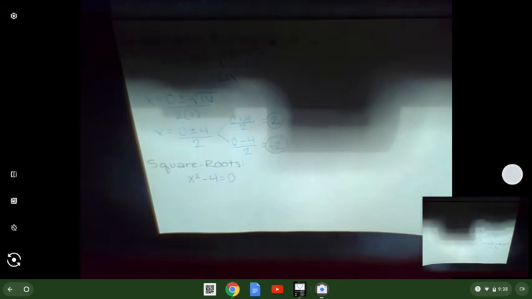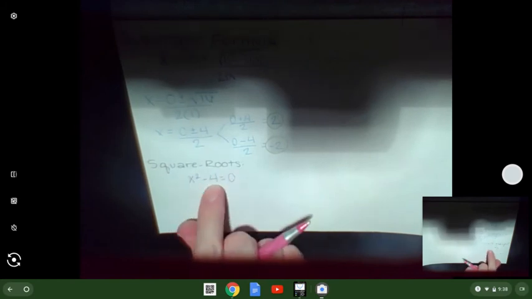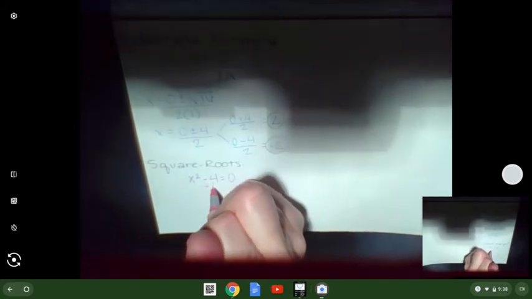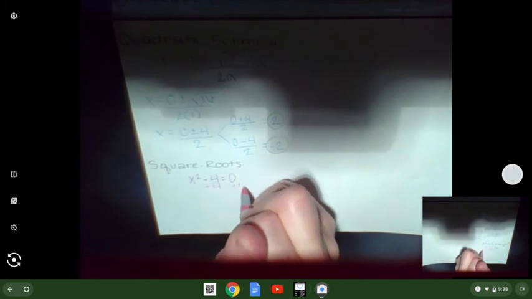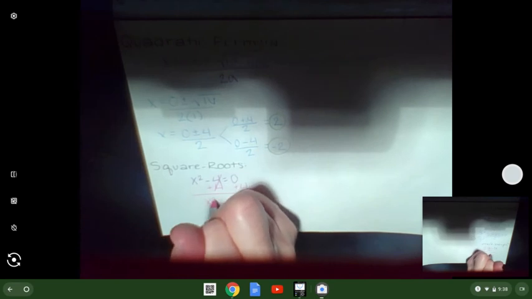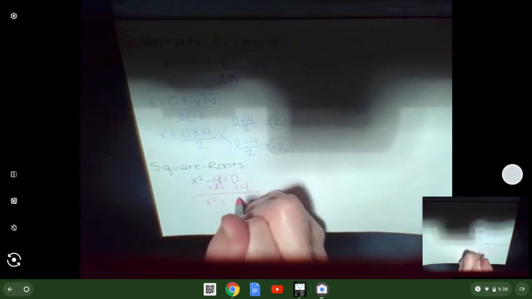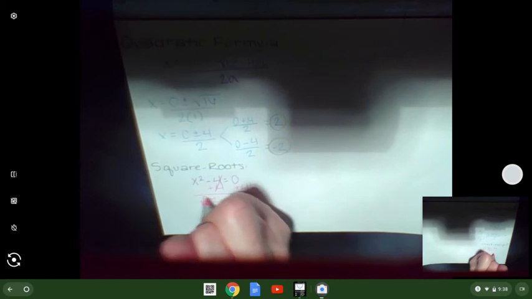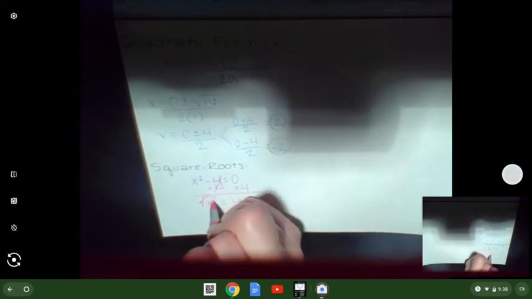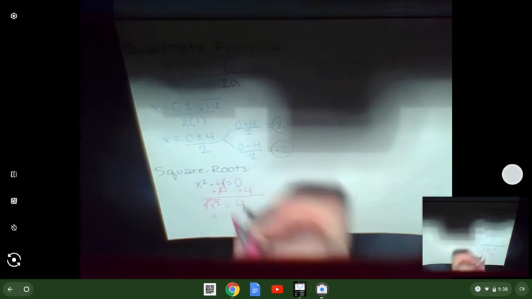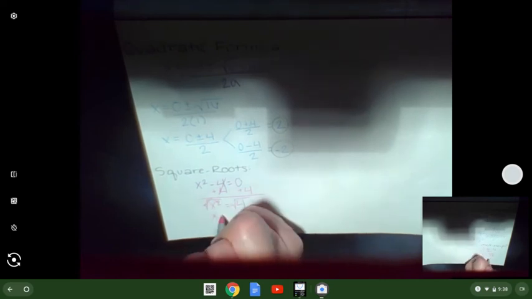In order to solve using square roots, we're going to try and get x by itself. So first thing I'm going to do is add 4. Whatever I do to one side, I do to the other. So we have x squared equals 4. We need to get x by itself, so we're going to do the opposite of squaring, which is square rooting. Opposites cancel, leaving us with x. And we know whatever we do to one side, we do to the other.